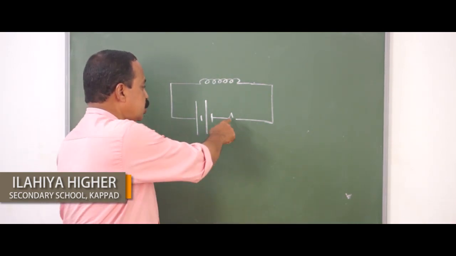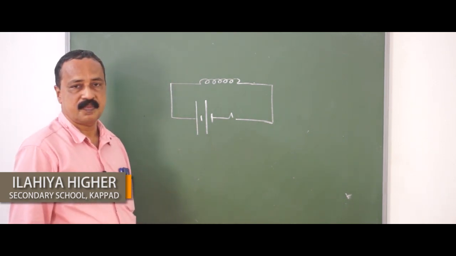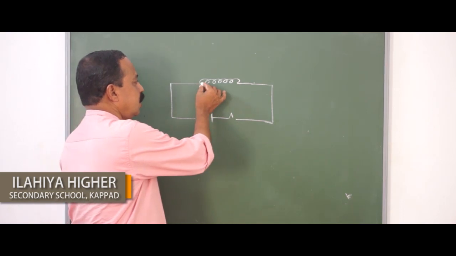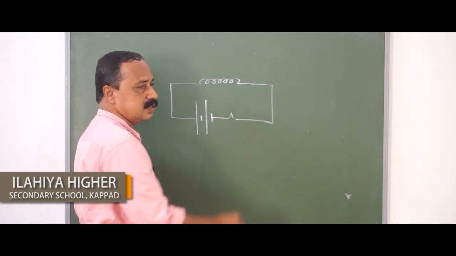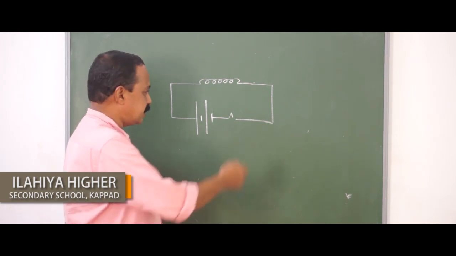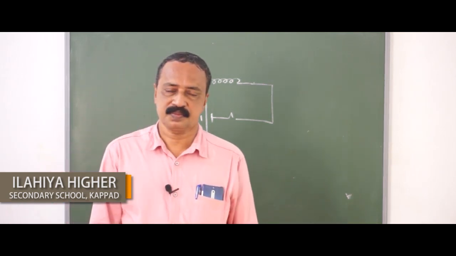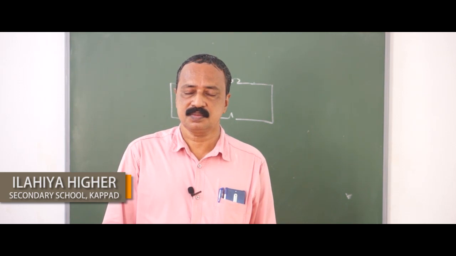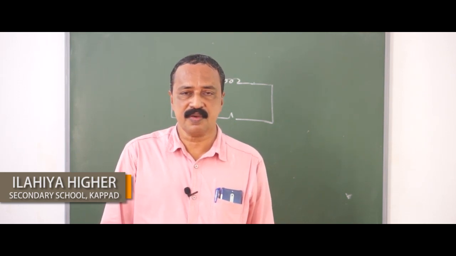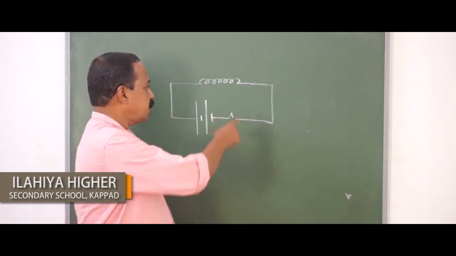If you press the switch, what happens? After some time, the nichrome wire starts heating, gets heated, and it becomes red hot. Why does it become red hot? Can you say why it becomes red hot? Because nichrome has resistance.